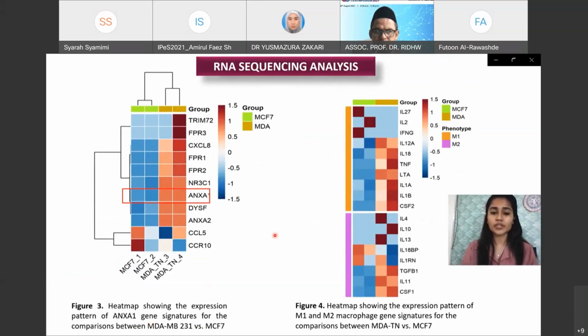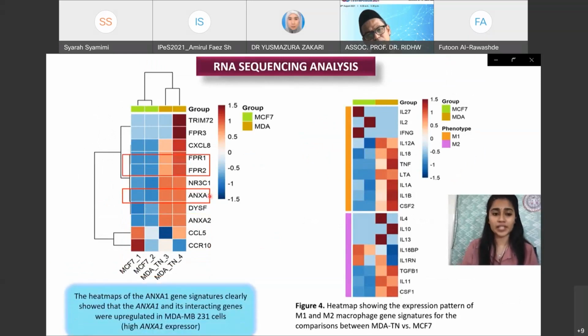Based on these results, annexin A1 and also FPR1 and FPR2, the only known receptors of annexin A1, are found to be highly expressed. The heat maps of the annexin A1 gene signatures clearly showed that annexin A1 and its interacting genes were upregulated in MDA-MB-231 cells, the high annexin A1 expressor.